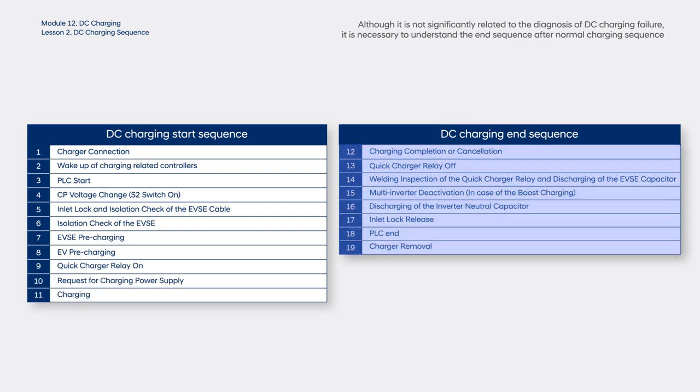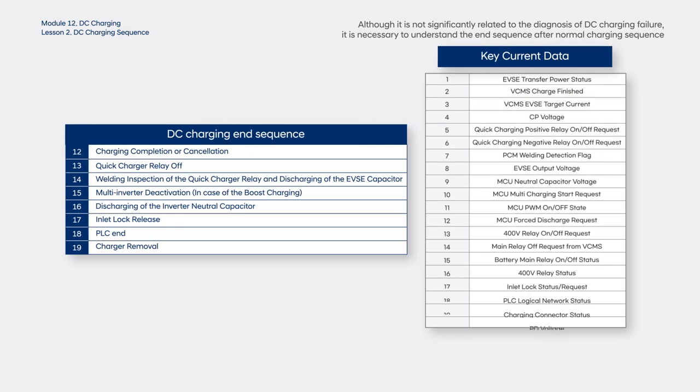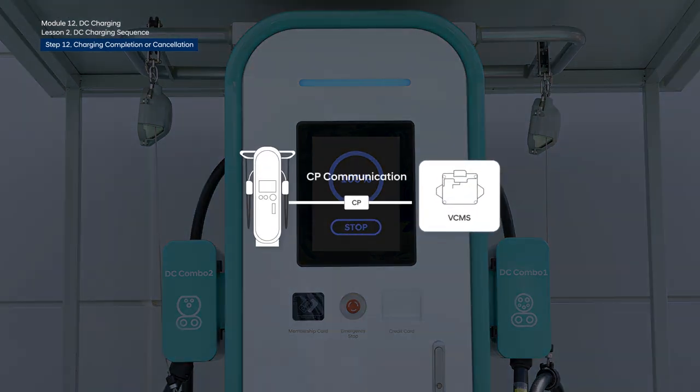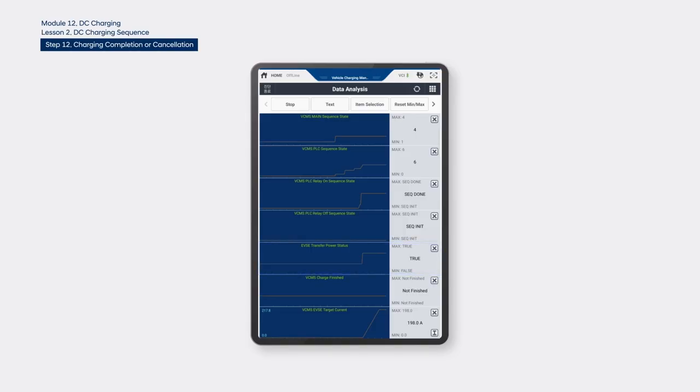Next, let's analyze the DC charging end sequence data at the charging completion or cancellation situation. When the charging stop button of the EVSE is pressed, the EVSE transmits a charging stop signal to the VCMS through the PLC.